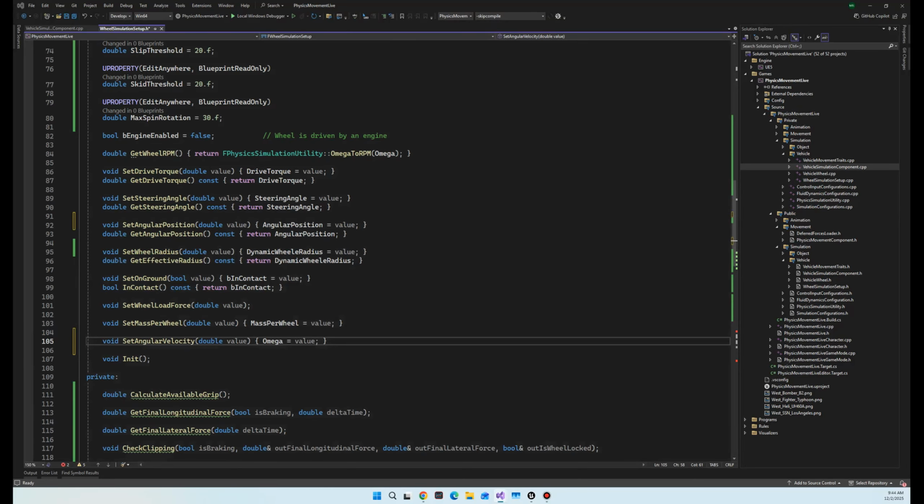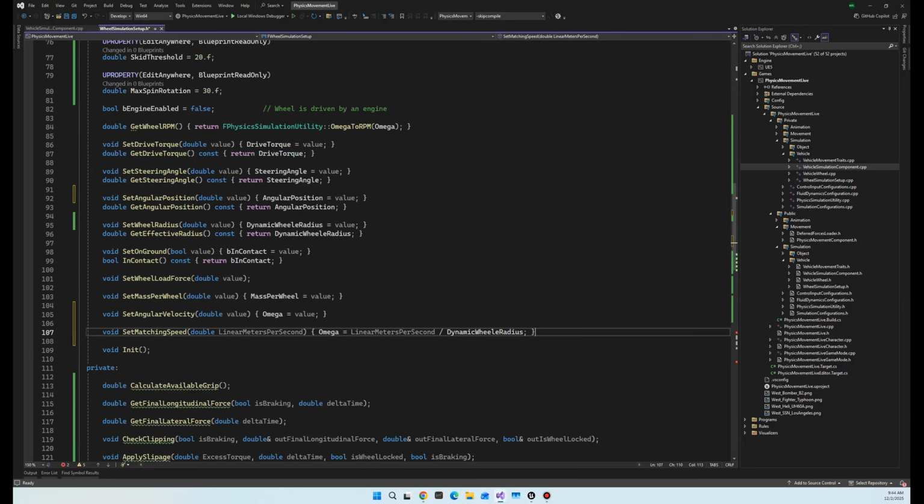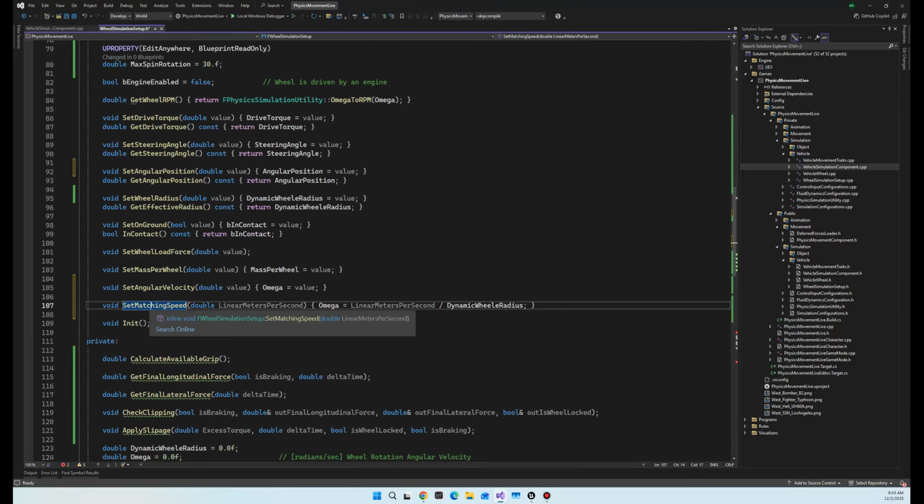And I'm also going to add the set matching speed. Again, this is going to be omega based on the linear meters per second coming in, and then dividing that by the wheel radius. This is for a wheel that doesn't have power versus a wheel that does have power. We're going to want to set that wheel, if it's in contact with the road, to match wheels with power. It keeps things a bit even.